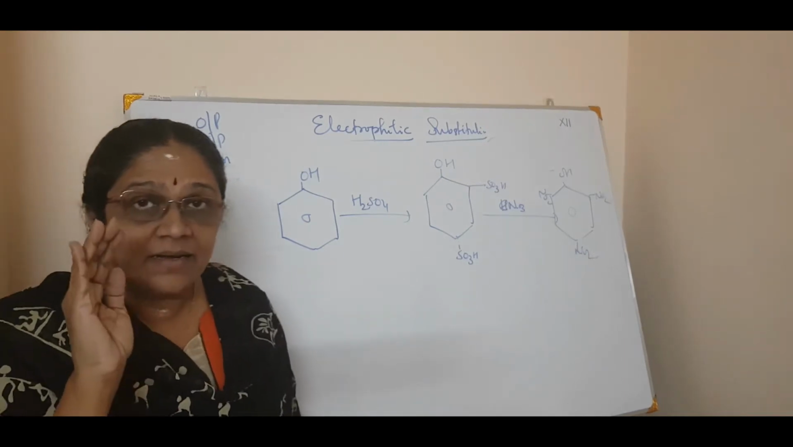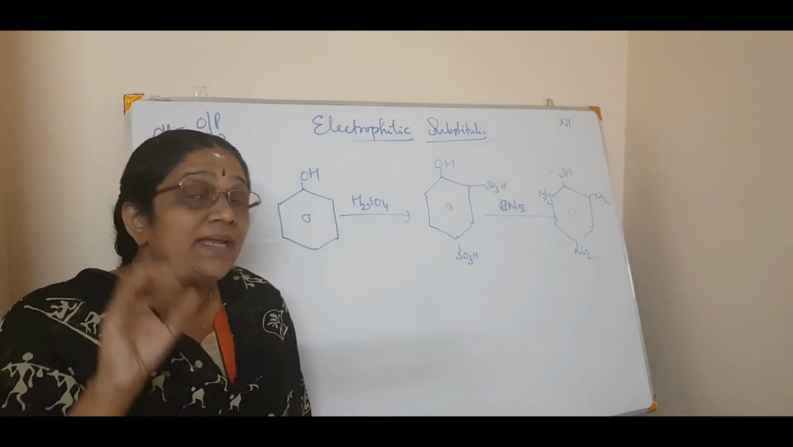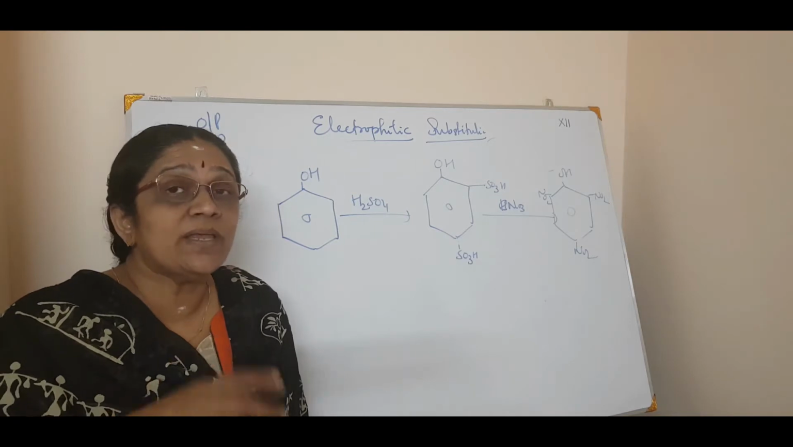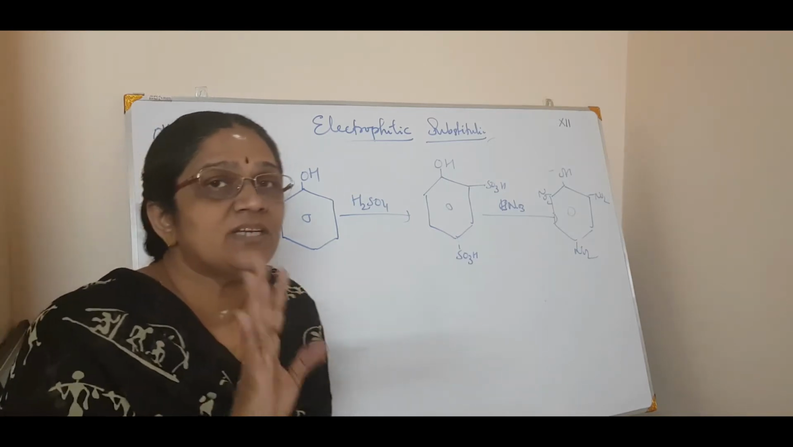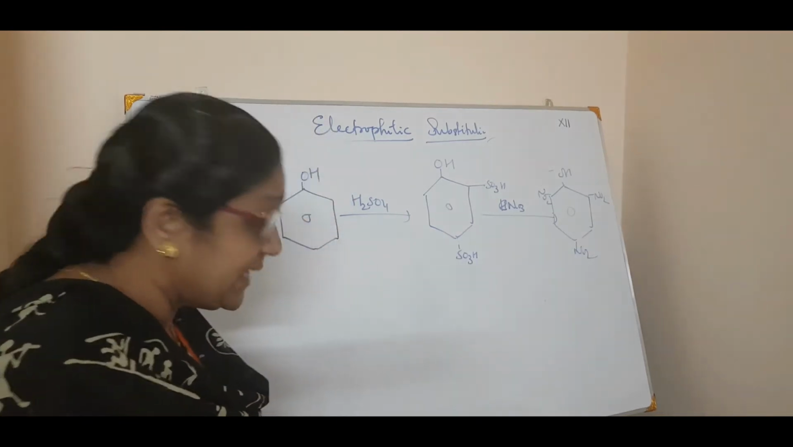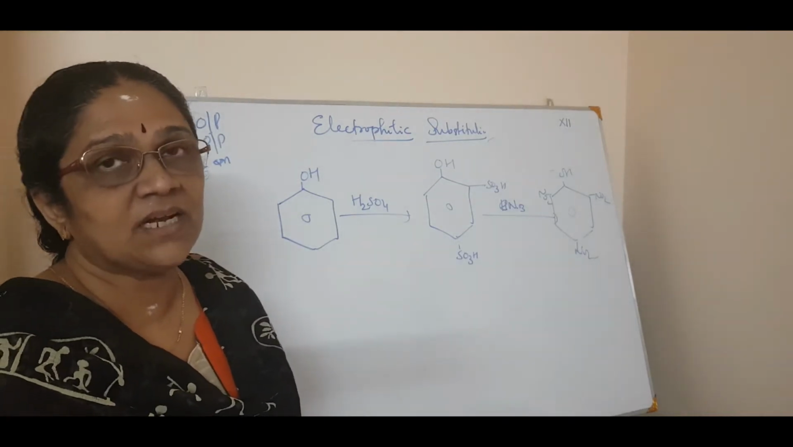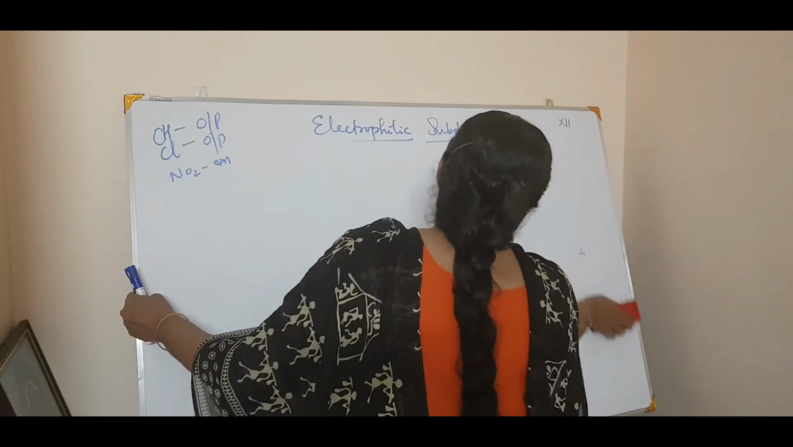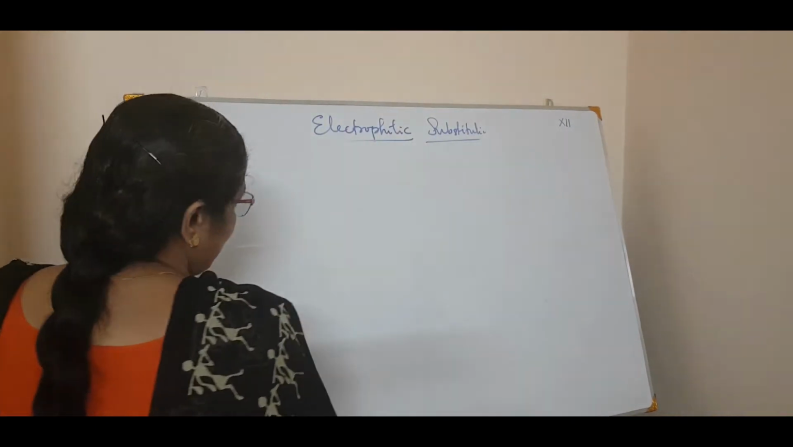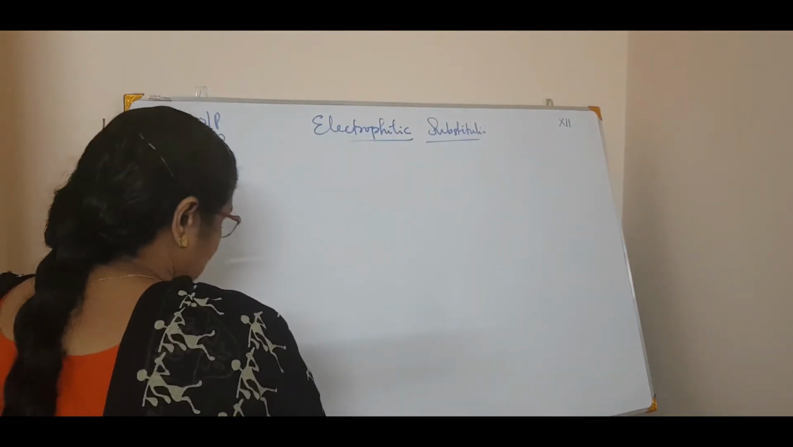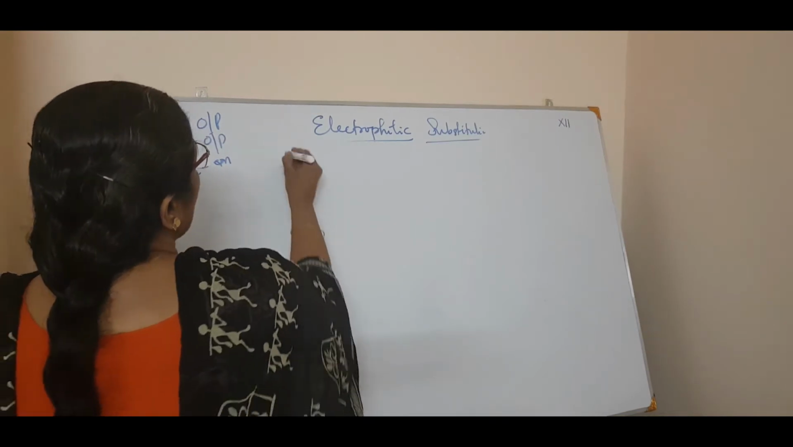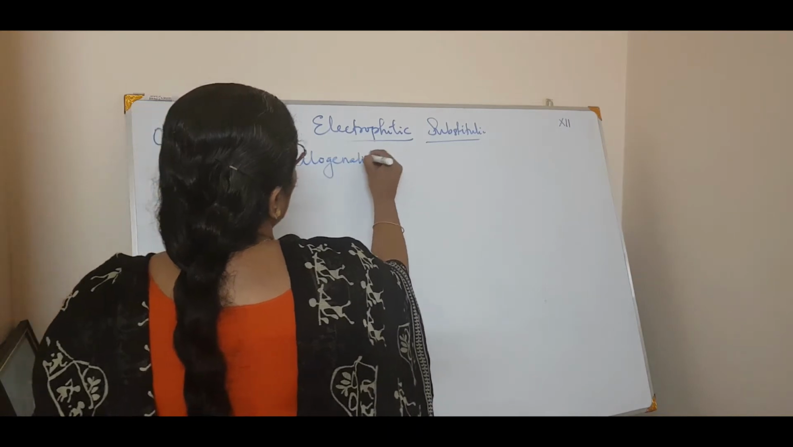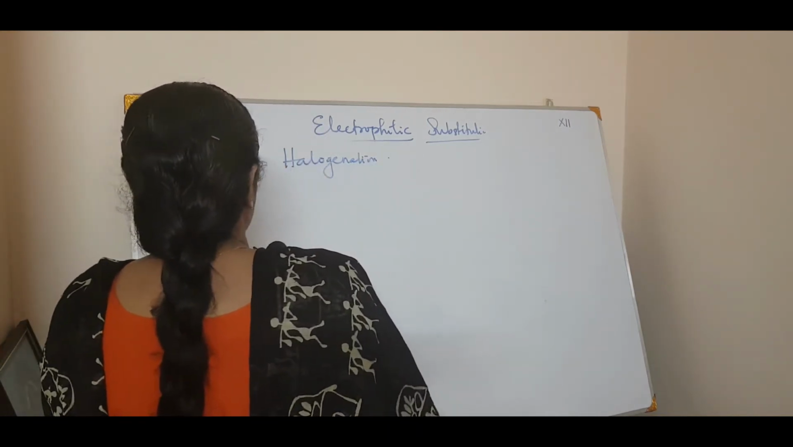So what is that? Dilute nitric acid, you will get a mixture of ortho and para. Concentrated nitric acid, you will get 2,4,6-trinitrophenol, which you call picric acid. Clear? Okay. Now we will see the next, that is halogenation. Halogenation means adding a halogen group, isn't it? So halogenation. Normally, we are putting bromine.